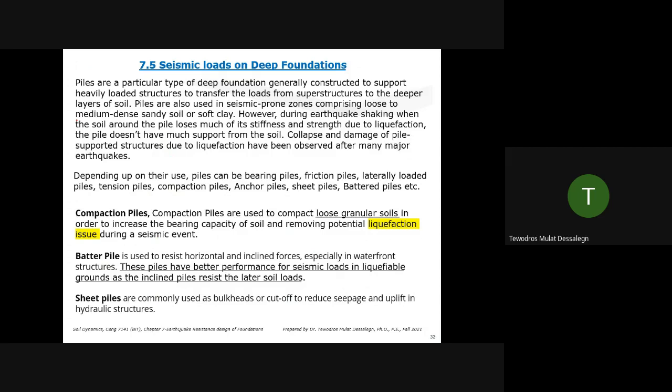Section 7.5, seismic loads on deep foundations. We can do this maybe tomorrow, and I'll send you this slide.